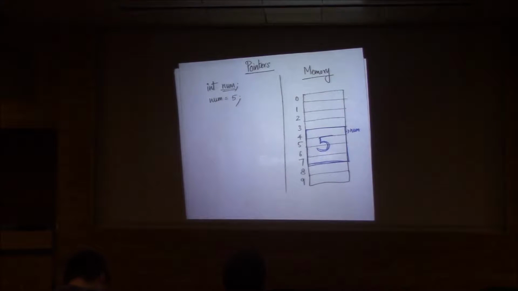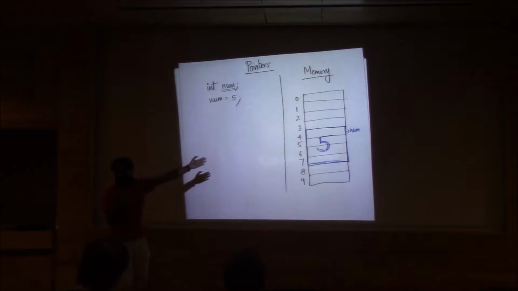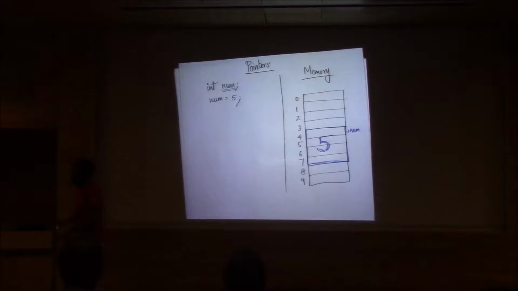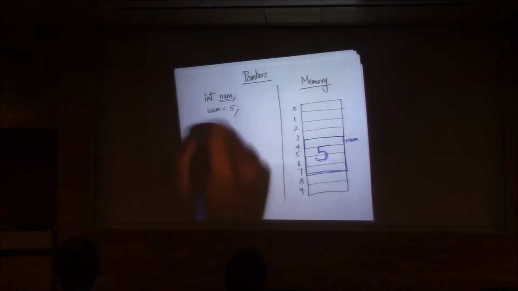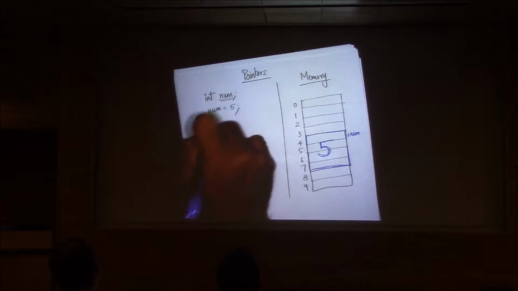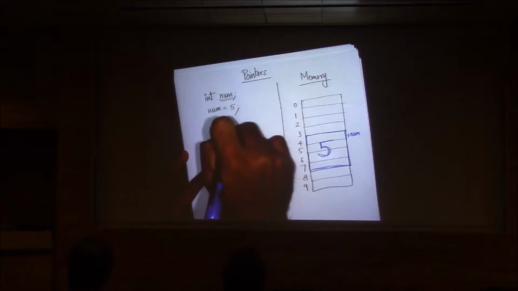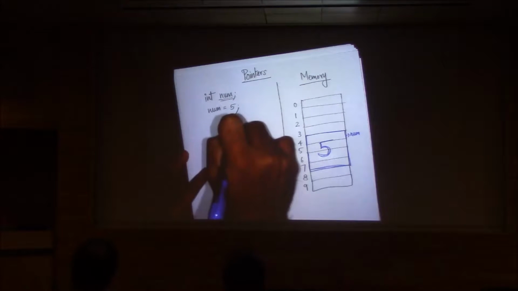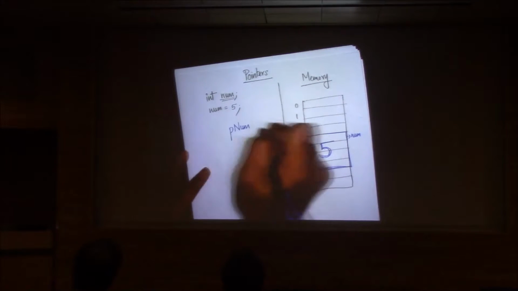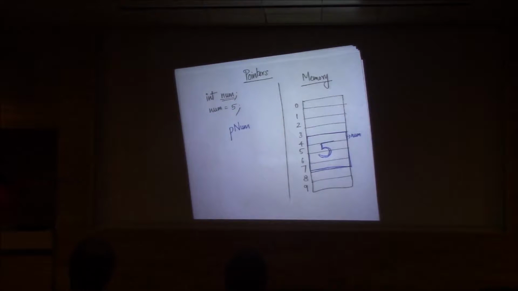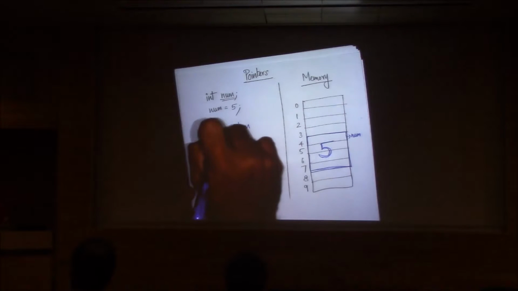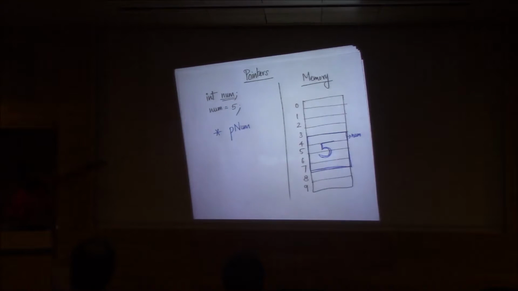And now, if at any point in our program we want to get the address of this integer variable num, we can create a special type of variable called a pointer variable. We can just say, I'm going to create pnum, okay? Pnum is a pointer variable. How can we say that this is a pointer variable? It's just by putting an asterisk before pnum in the declaration. Pnum is a pointer to an integer.